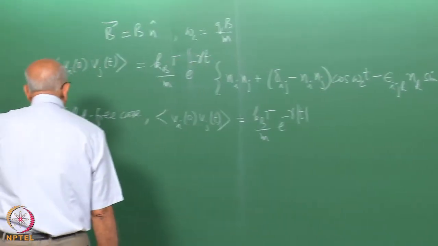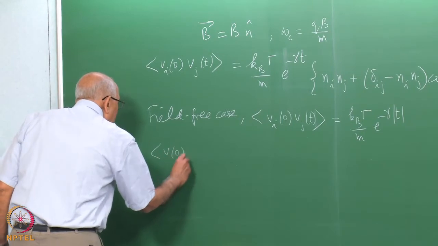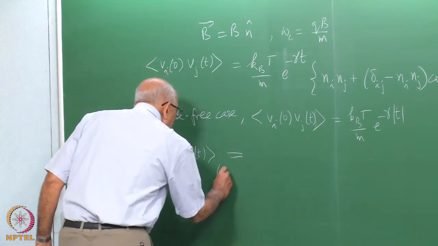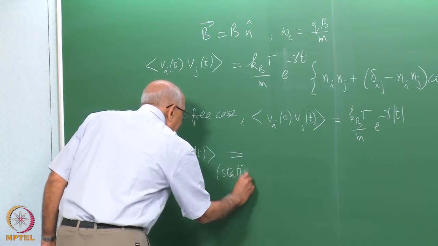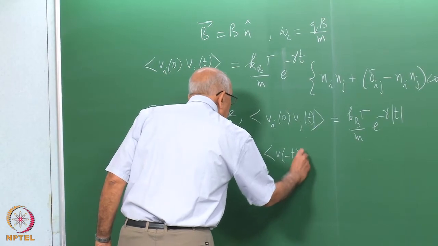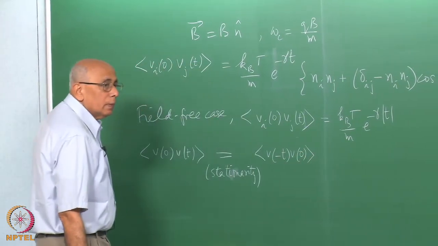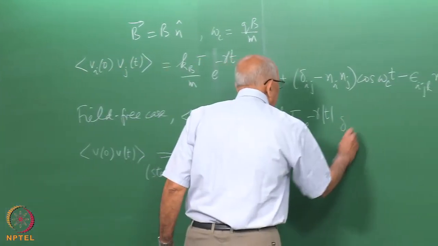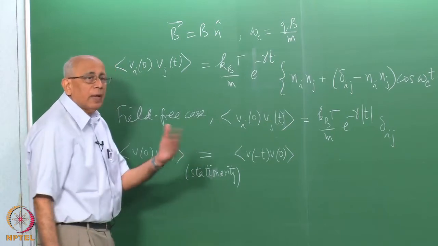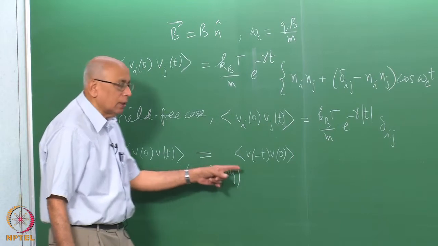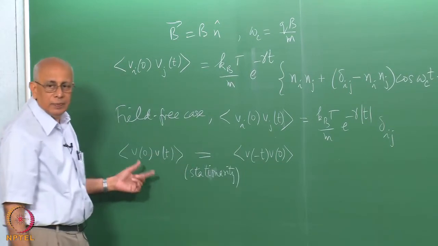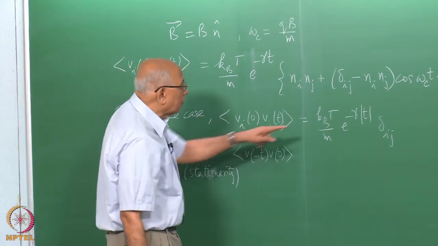So if you recall, in the field-free one-dimensional case, we started by saying V of 0, V of t in equilibrium, since this is a stationary process, implied by stationarity of the random process V, was equal to V of minus t, V of 0. There should be a delta_ij. Thank you. Okay. So in the one-dimensional case, the origin of time doesn't matter. So I subtract t from each of these arguments and I end up with this expression. Since these are commuting variables, this immediately says that this is a symmetric function of t. That's the reason we got e to the minus gamma modulus t.